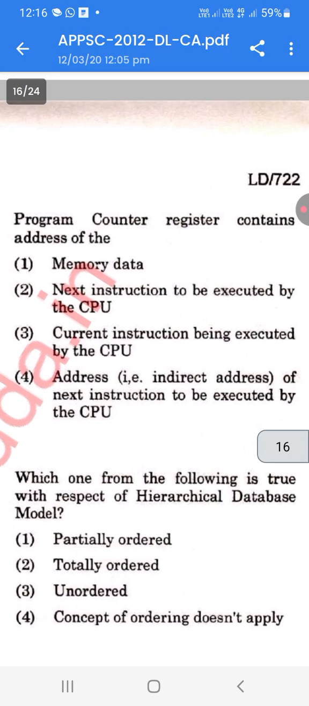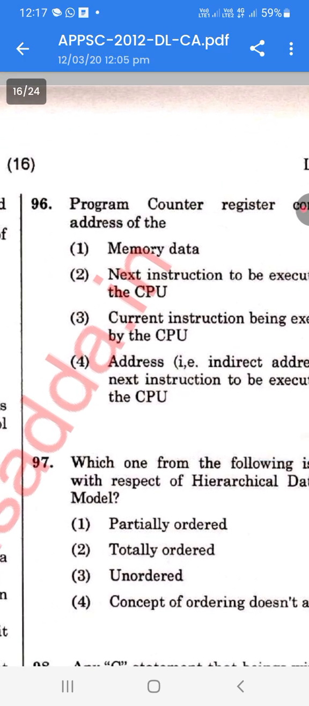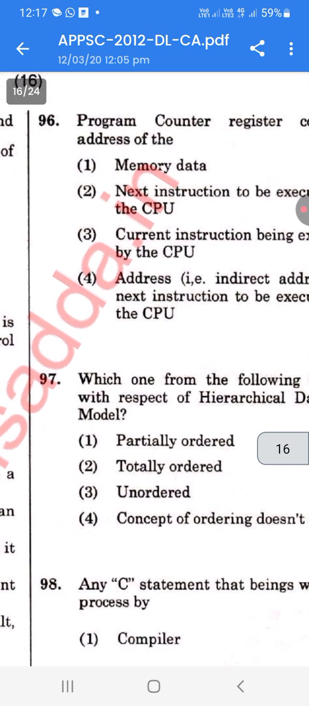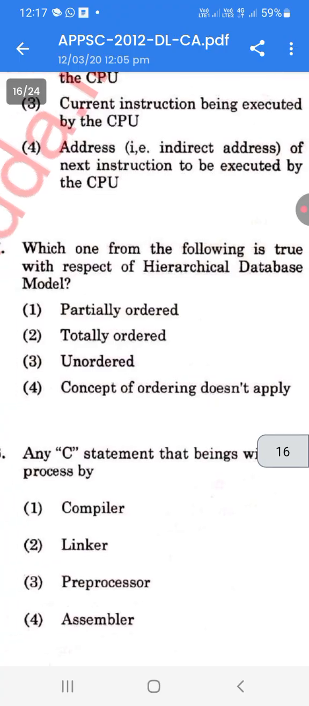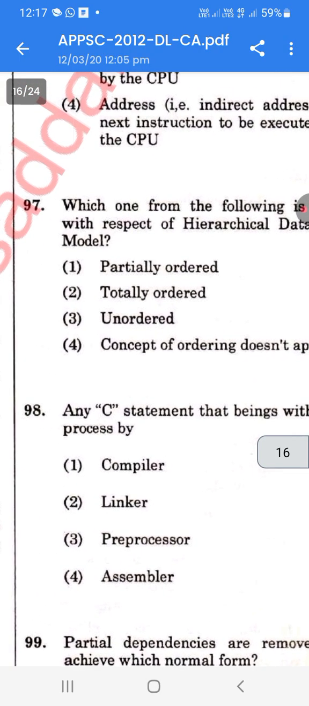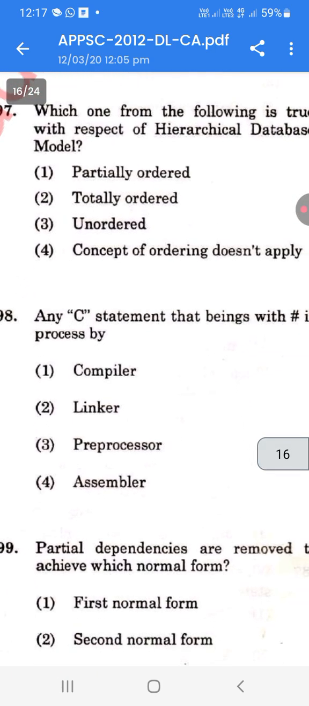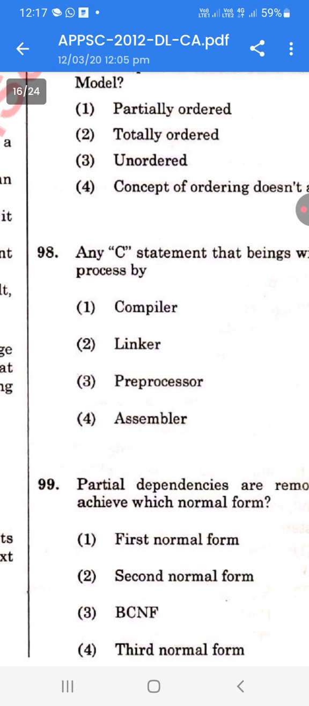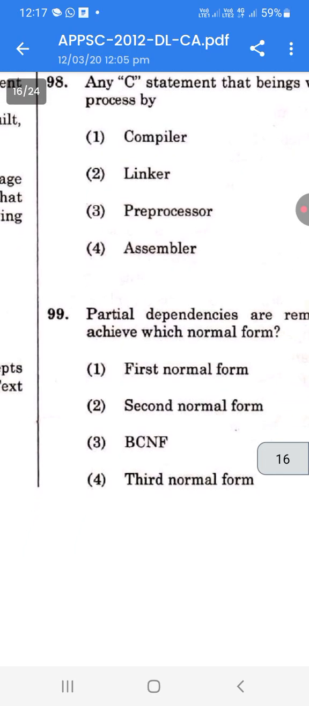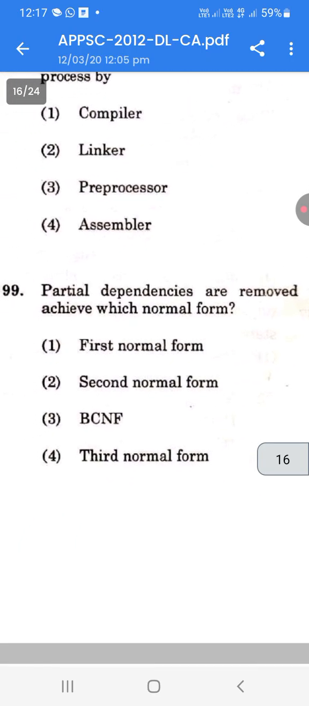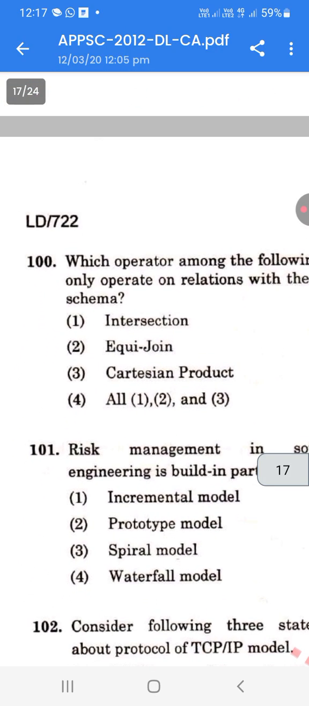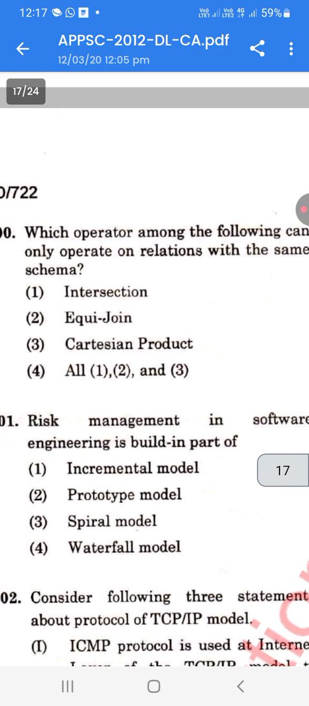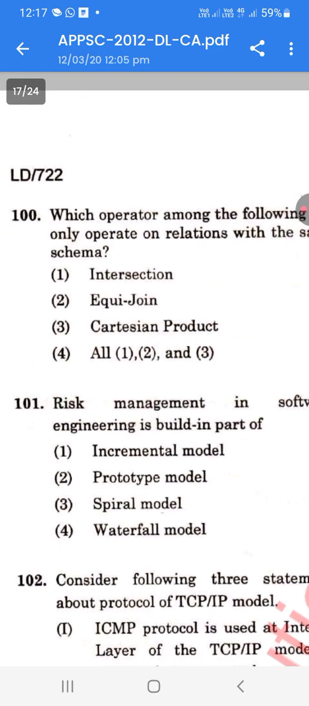96. Program counter register contains address of the next instruction to be executed by the CPU. 97. Which one from the following is true with respect of hierarchical database model? 97. 2. Totally ordered. Any C statement that begins with hash is processed by 98. 3. Preprocessor. Partial dependencies are removed to achieve which normal form? 99. 2. Second normal form. Which operator among the following can only operate relations with the same schema? Intersection.